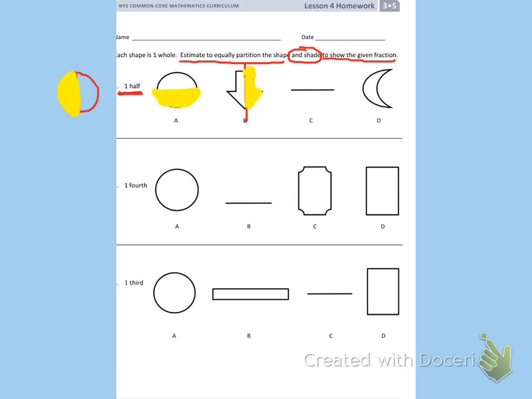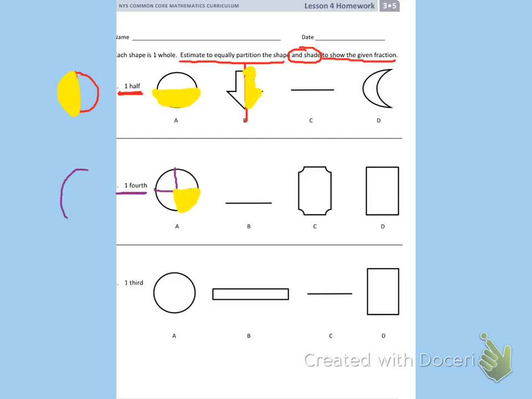Let's look at the next set of problems. The given fraction has changed. This time it says 1/4. I will go ahead and divide the circle into fourths. I will shade 1/4. That means I will shade one of the pieces of the circle.